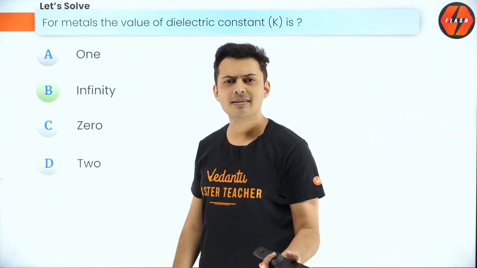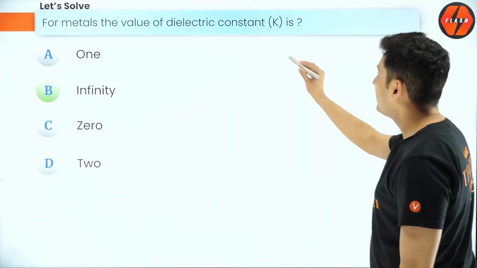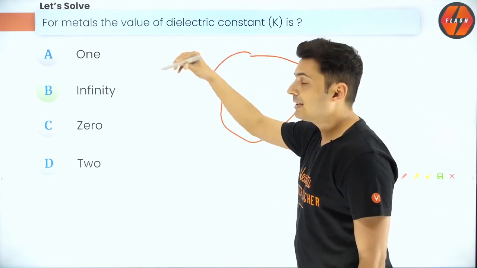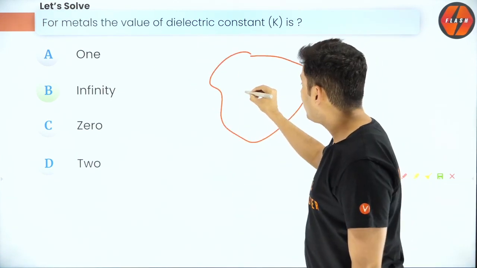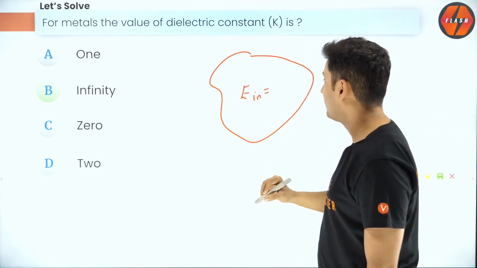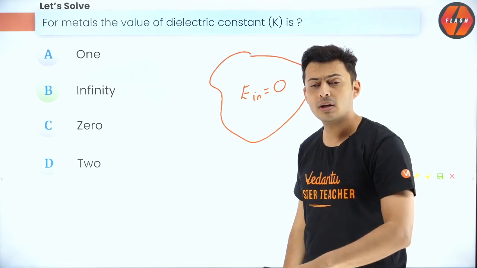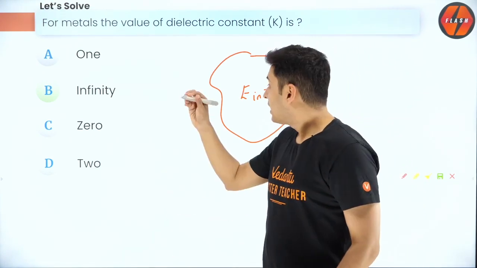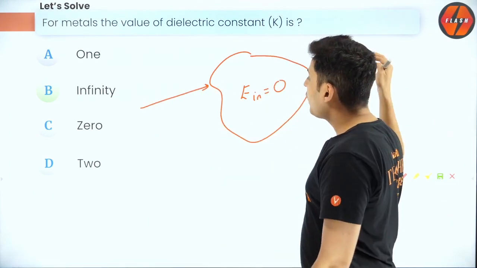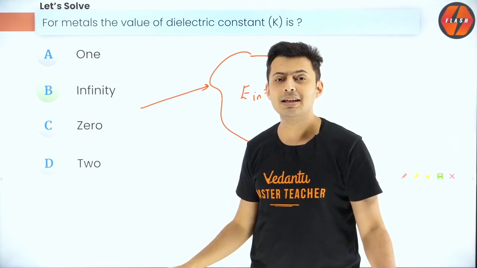Now you'll be like, sir, why is it infinity? Guys, the reason is very simple. See, the question says for a metal. Now we know that metal is nothing but a conductor. What is the electric field inside a conductor or any metal? It is always 0. So if the electric field is 0, that means the electric field which was coming from outside has been completely cancelled off.